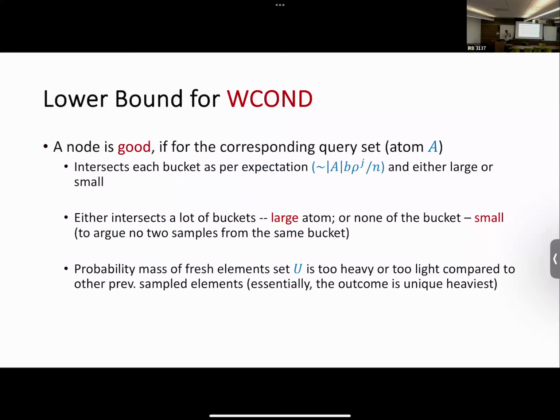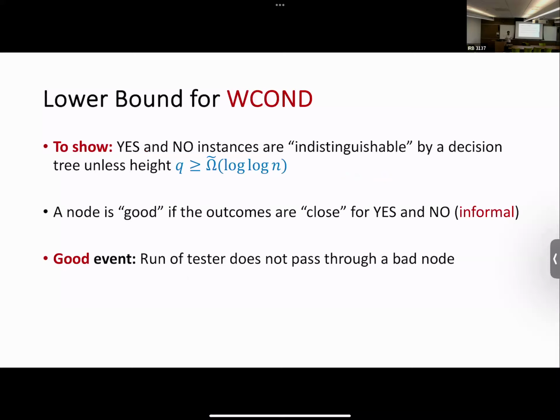if you recall, in each node we specify some subset to condition on. Now we look at this particular subset: what is the intersection size with each bucket, how many buckets it has a non-empty intersection with, and what is the priority mass. Depending on these three quantities, we define whether some node is good or bad. And then we argue that the good event is that your testing algorithm doesn't pass through any bad node.